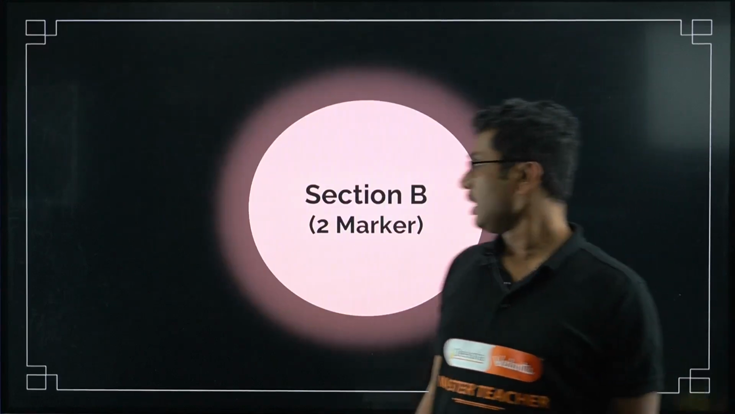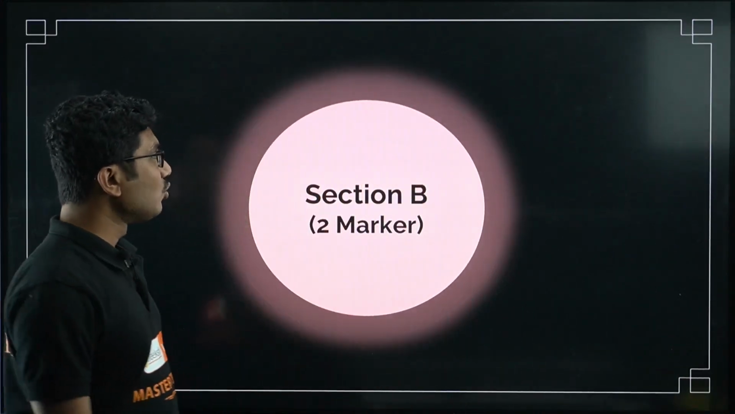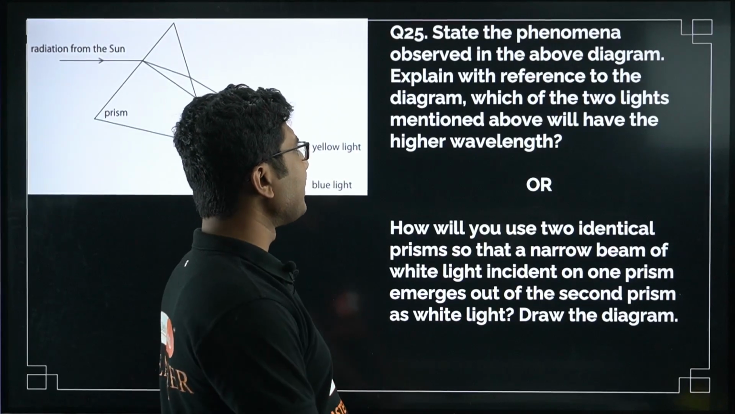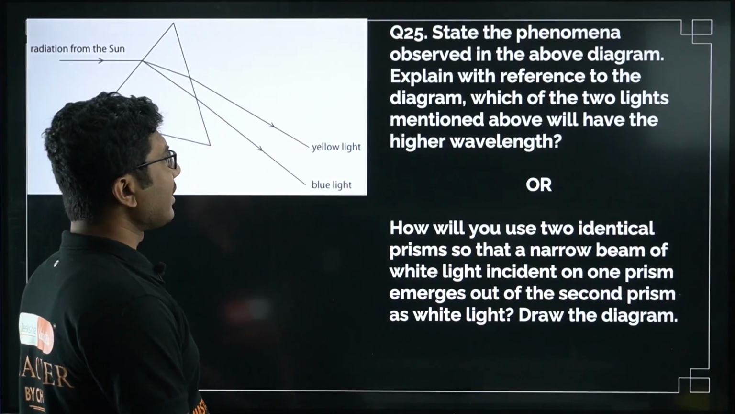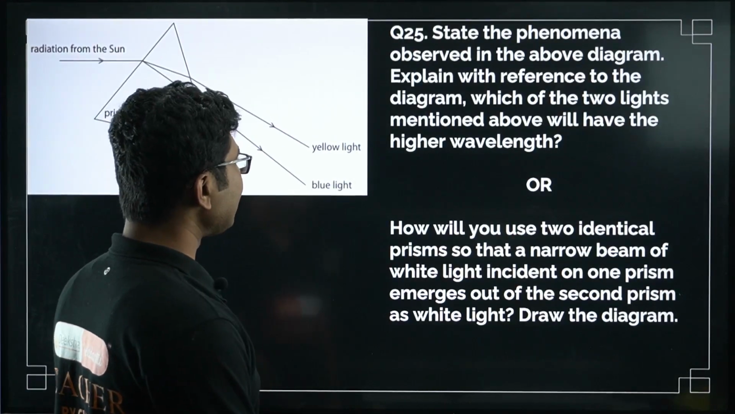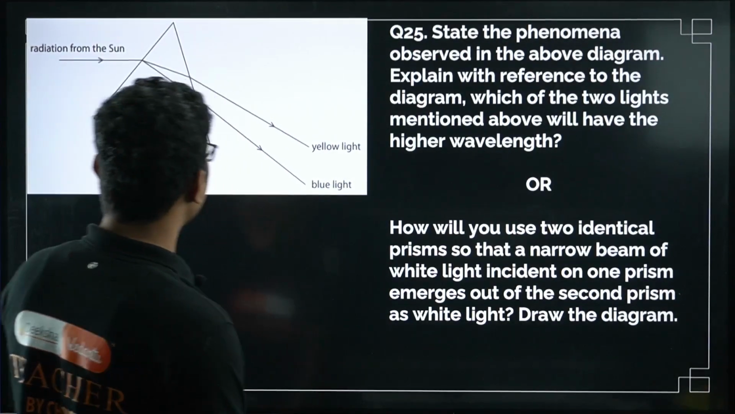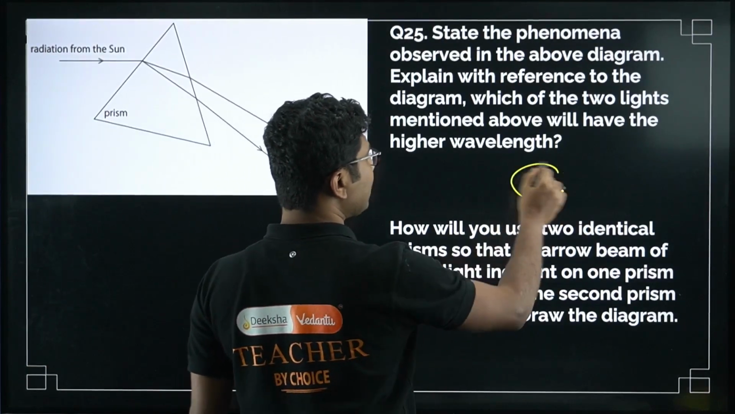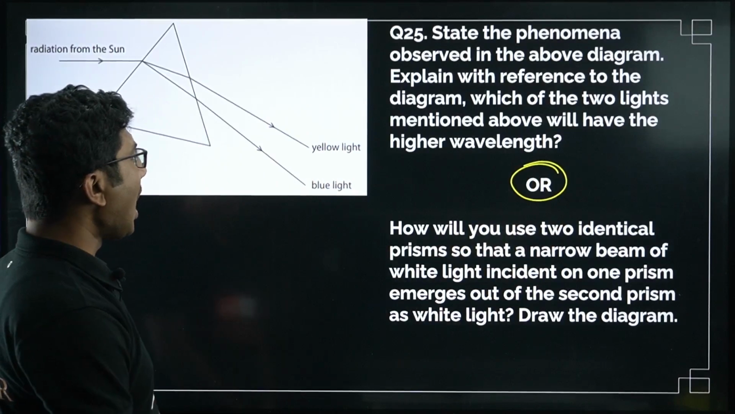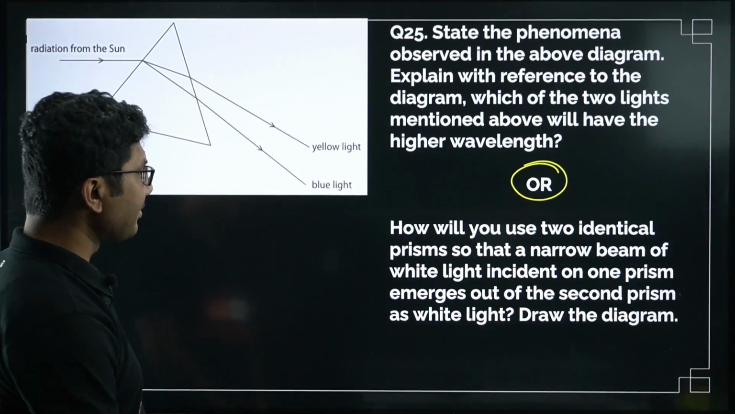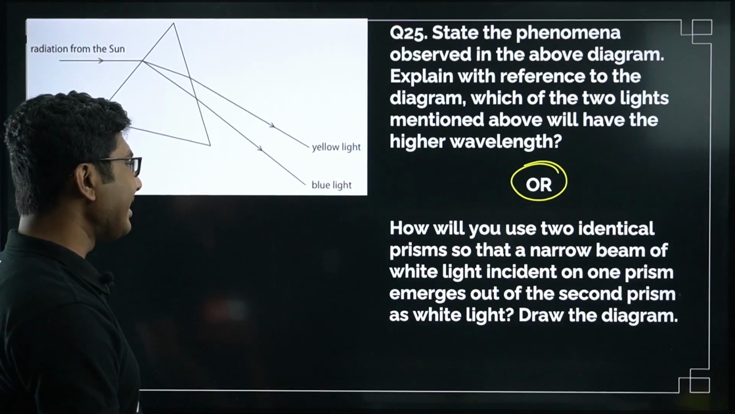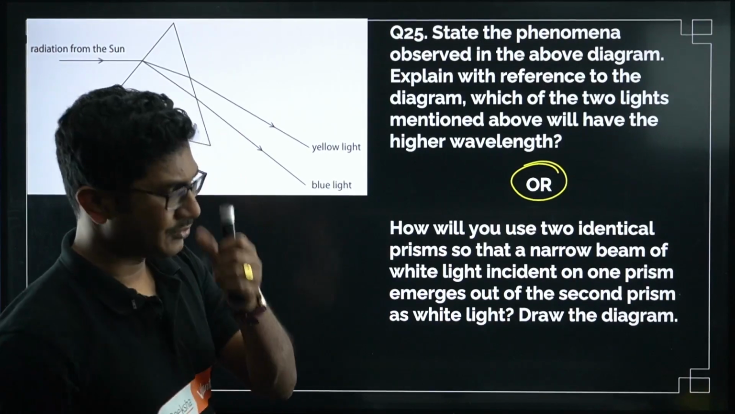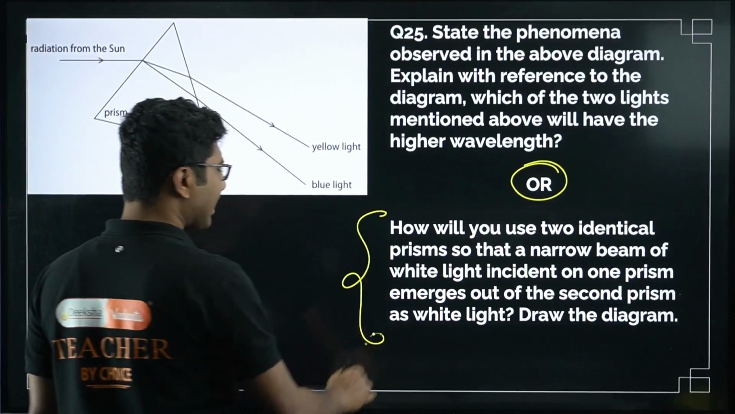Now let's move on to the next part, section B, the 2-marker questions. State the phenomenon observed in the above diagram. Explain with reference to the diagram which of the two lights mentioned above will have the higher wavelength. Or, this is an OR question: how will you use two identical prisms so that a narrow beam of white light incident on one prism emerges out of the second prism as white light? Draw the diagram. This is also a common question. Just study the diagram for 2 marks.